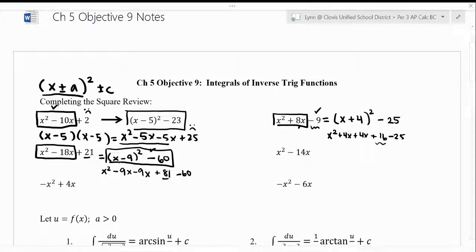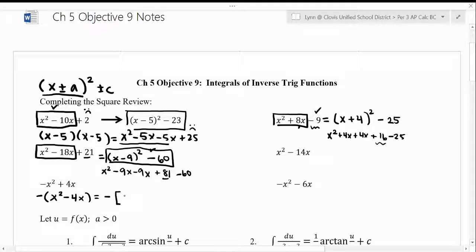Okay, so let's go on. Let's take a look at what if it has a negative leading coefficient. That's no worry there. We would just factor the negative out. And then now we're just going to work on completing the square on the x squared minus 4x.